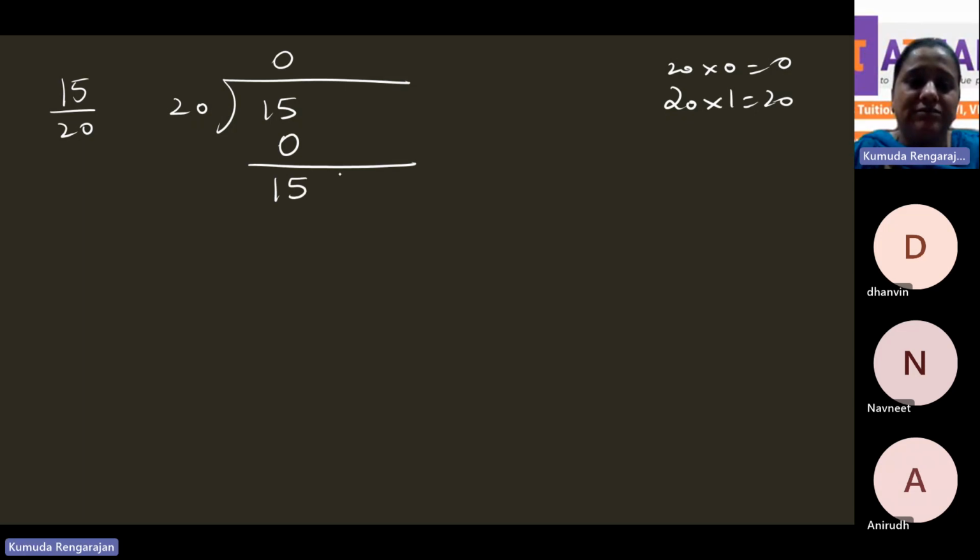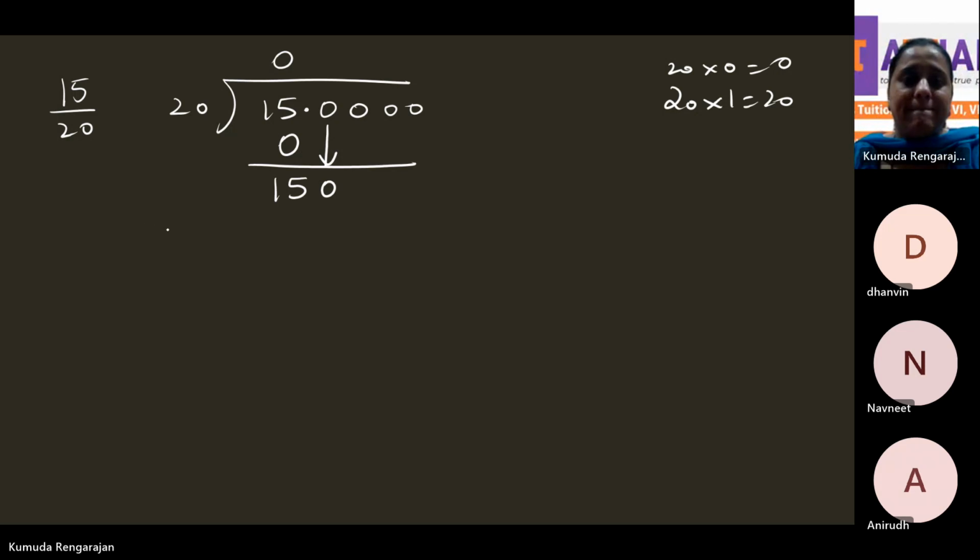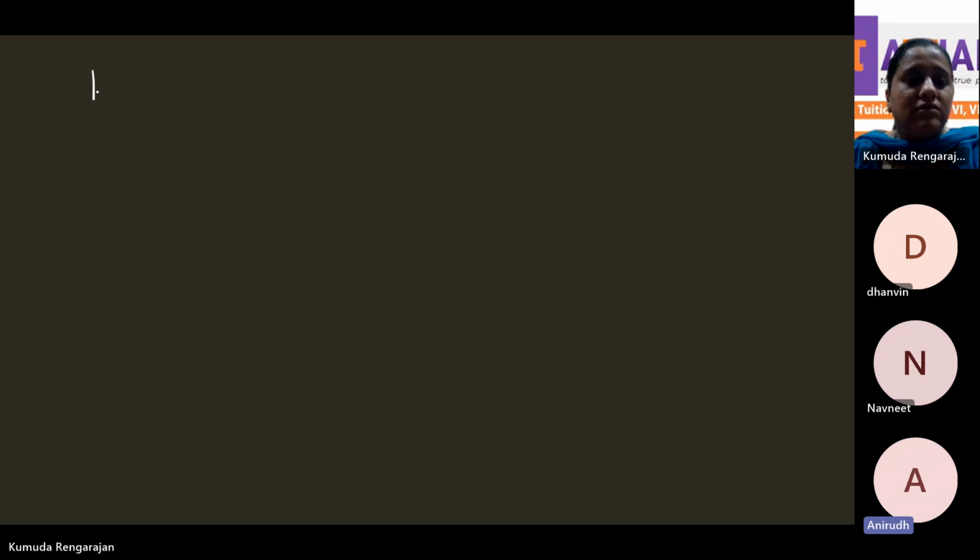Keep a point, and you can add as many zeros as you want here, but bring this digit down. At every stage, after you subtract, you can bring one digit down. And can we put any amount of zeros? Yeah, you can put any amount of zeros.